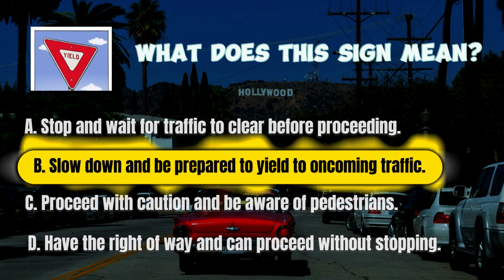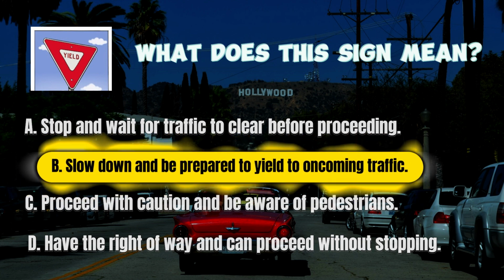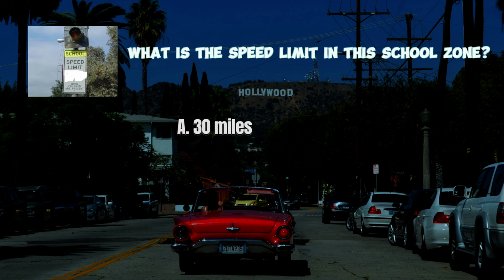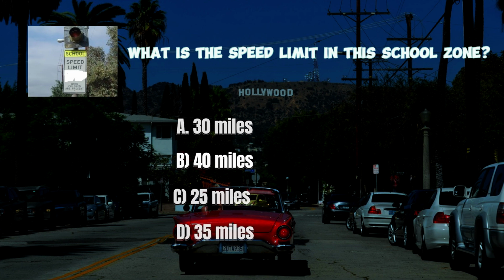Answer. B. Slow down and be prepared to yield to oncoming traffic. What is the speed limit in this school zone? A. 30 miles. B. 40 miles. C. 25 miles. D. 35 miles.